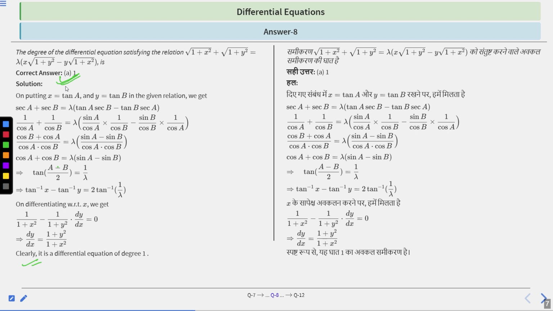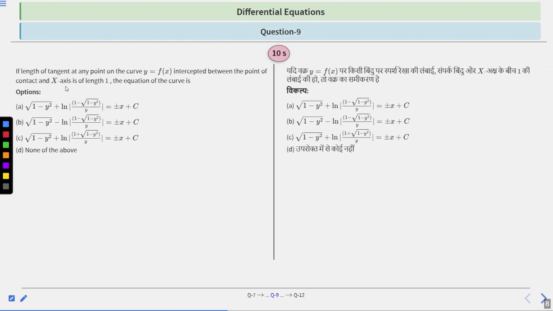Got it? Let's move to the next question, question number 9, which says that if the length of tangent at any point on the curve y is equal to f(x), intercepted between the point of contact and x-axis, is of length 1, then the equation of the curve is. So see, the hint of this question is that it is given that the length of tangent at any point on the curve is 1 unit, right?